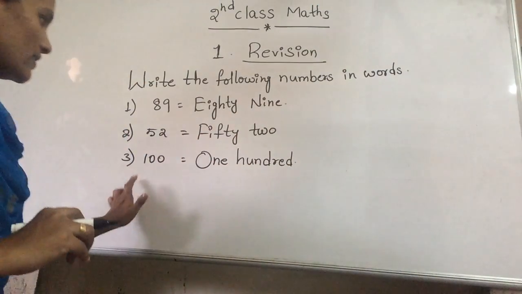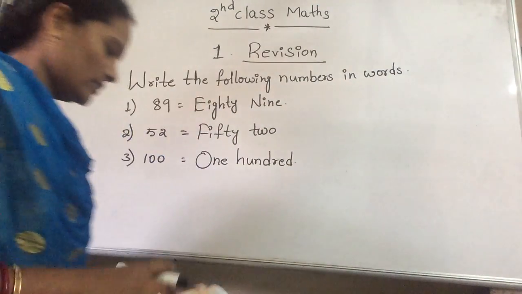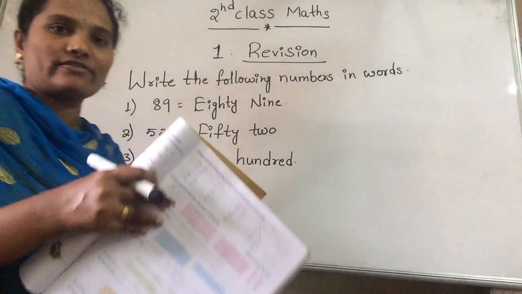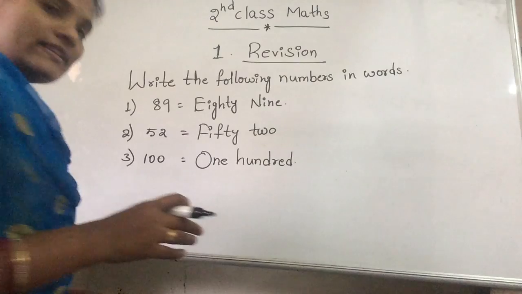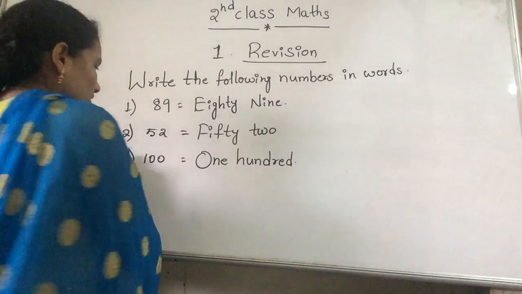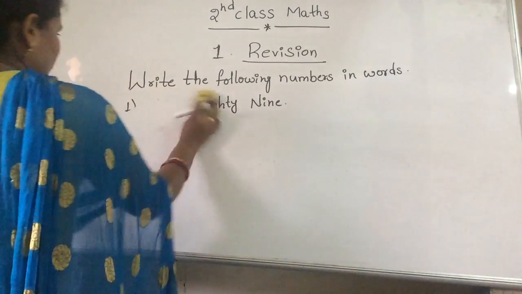Okay children, now let's see the next one. An activity is given on how to find the smallest number and the greatest number. We do the coloring for that.